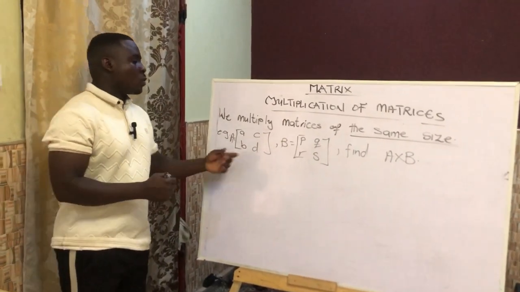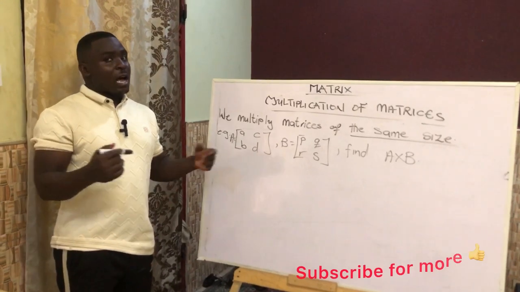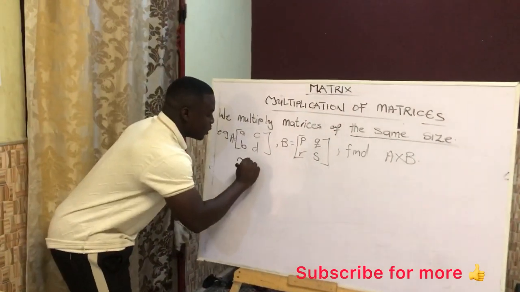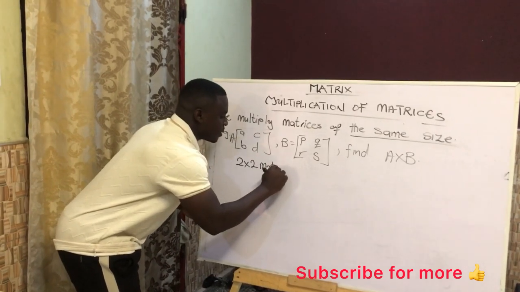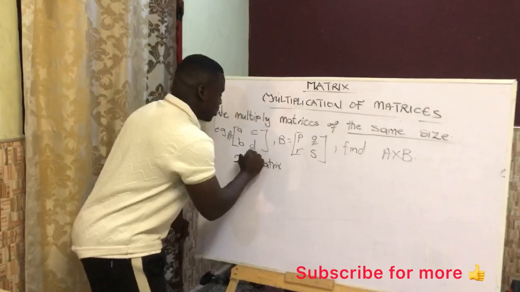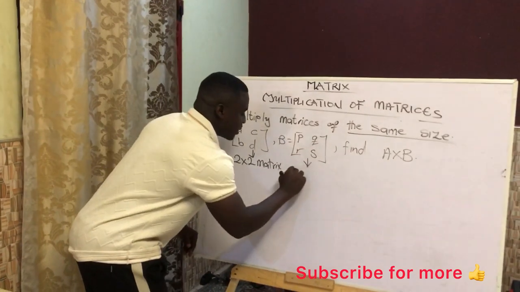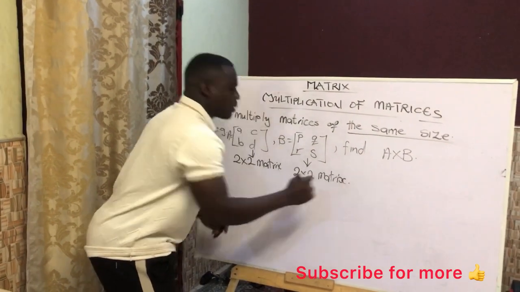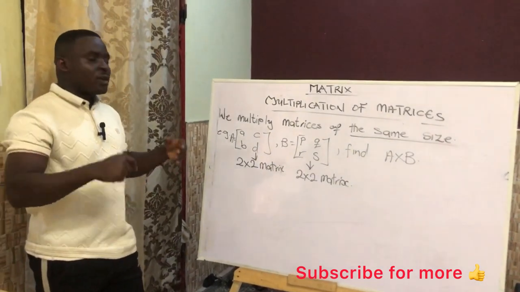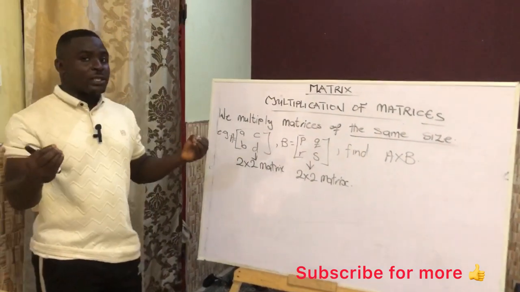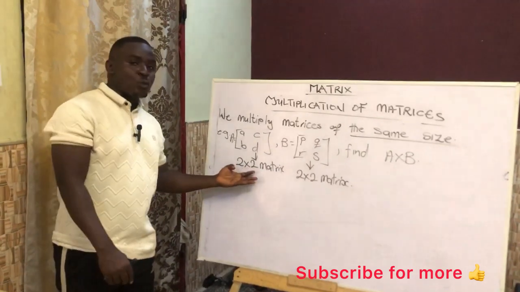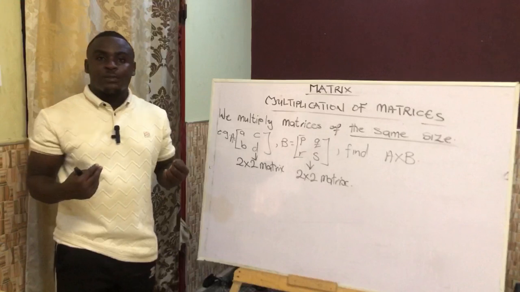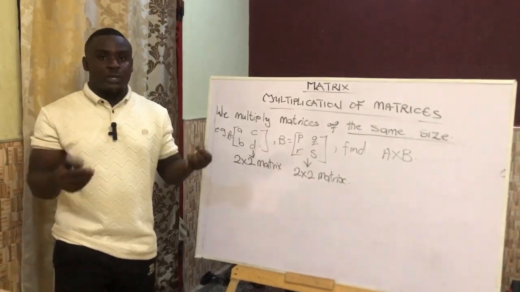If I may ask, what is the name for this matrix? How will you describe this matrix? This matrix A is called a 2 by 2 matrix. And this matrix B will also be termed as what? A 2 by 2 matrix. So you see that we can multiply two matrices of the same kind. This is a 2 by 2 matrix and this is a 2 by 2 matrix. So let's see how we multiply 2 by 2 matrices.